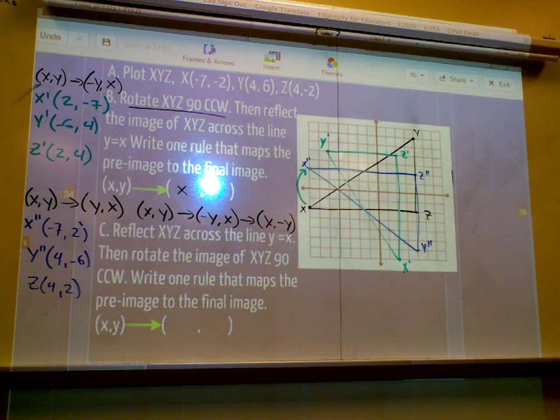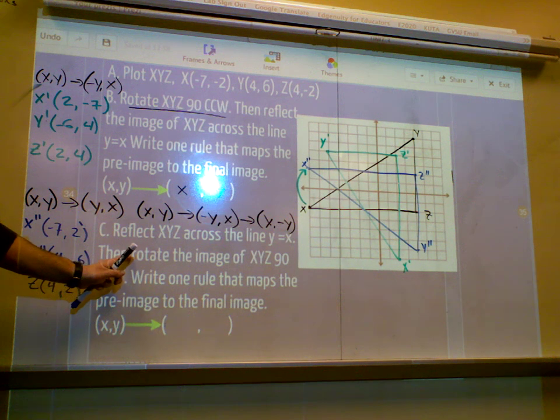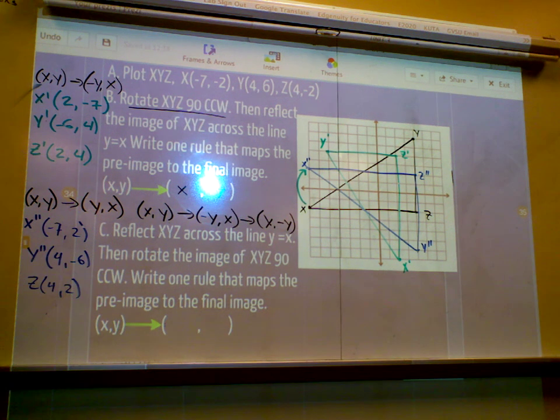Okay. For homework tonight, one little thing. I want you to try C. That's it. Just try C. Now you have like 8 minutes left in class right now, so you guys can try C on your own right now.